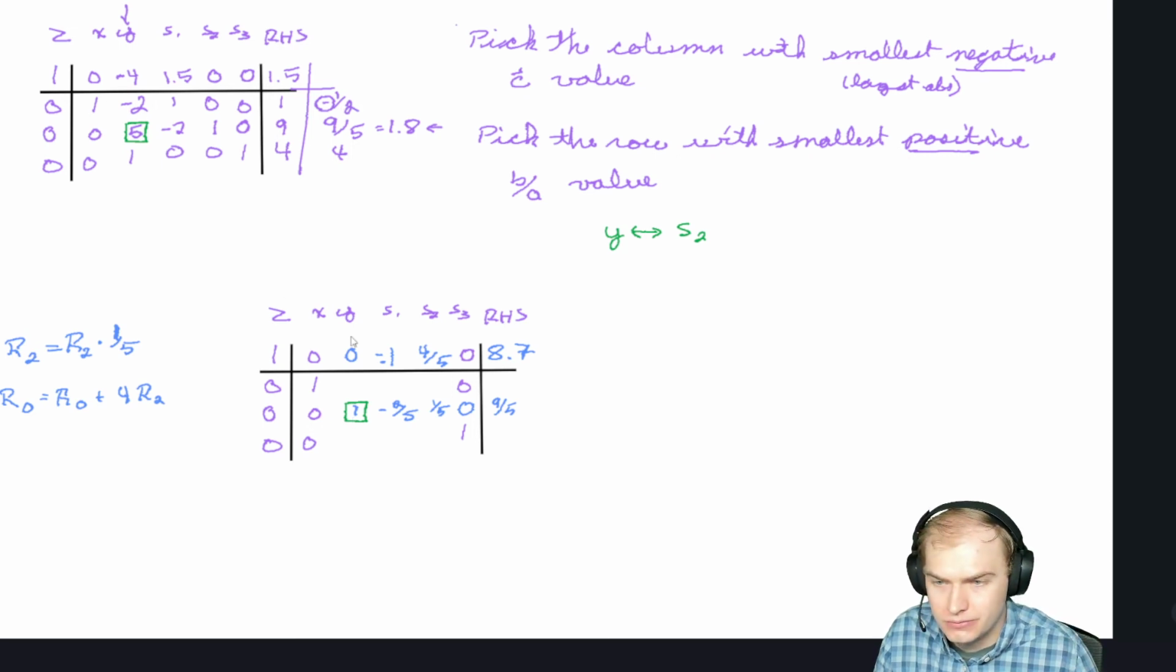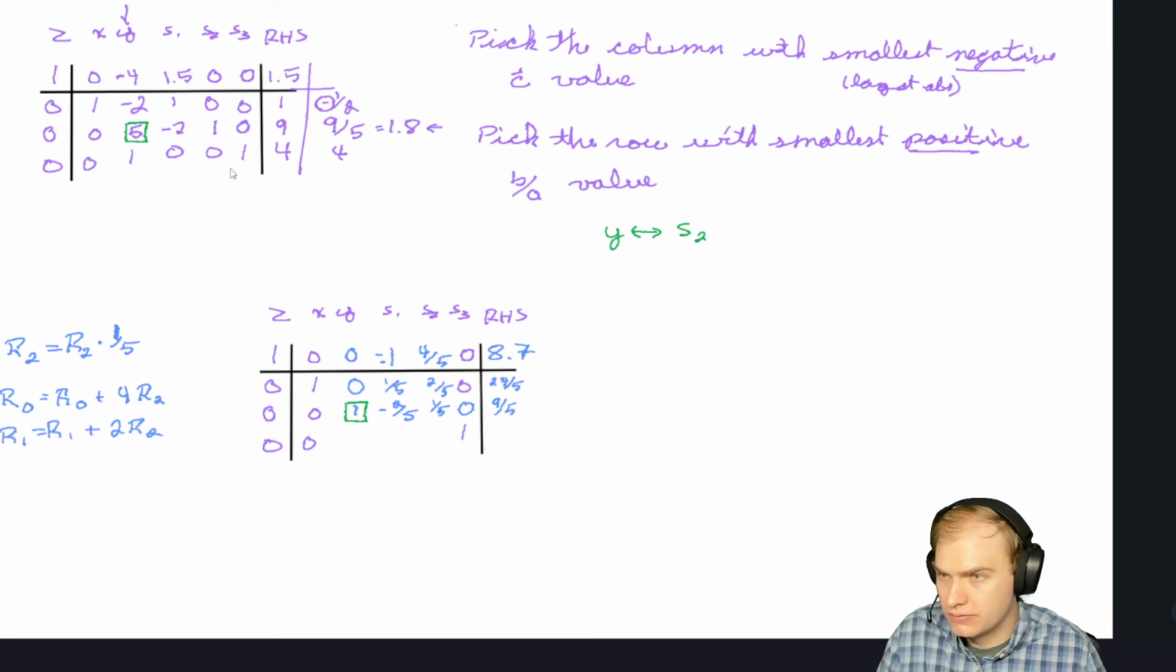So then the next row, row 1, we just need to add twice row 2 to get a 0. 1 minus 4/5 is going to be 1/5. 0 plus 2/5 is 2/5. 1, so 5 plus twice 9 is 18, is going to be 24/5, I believe.